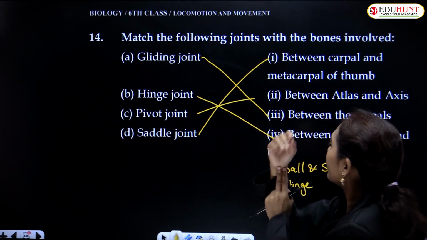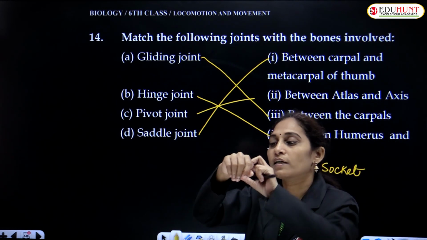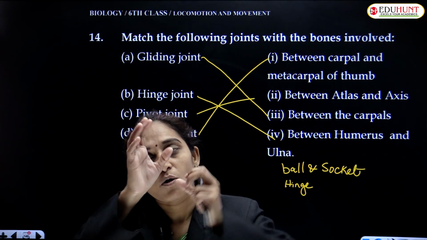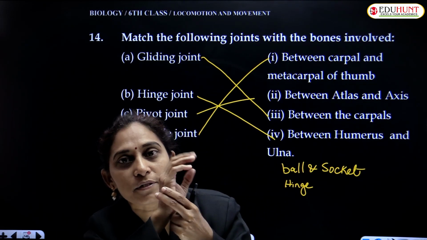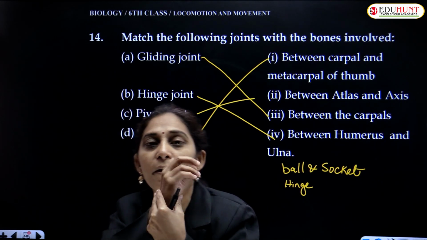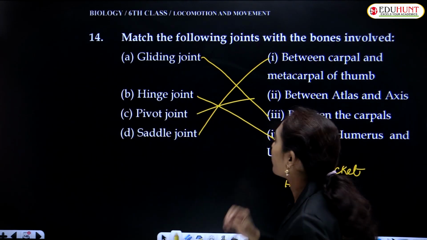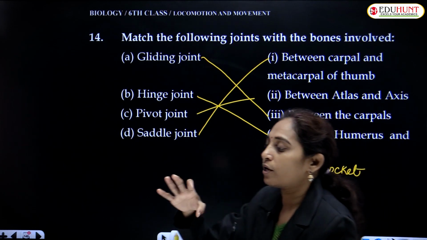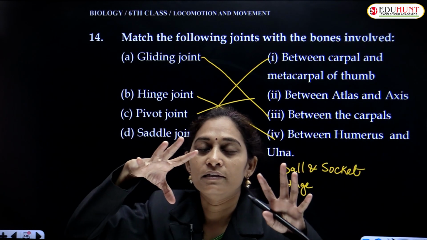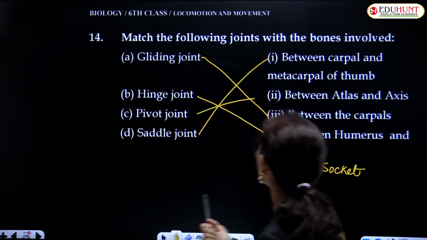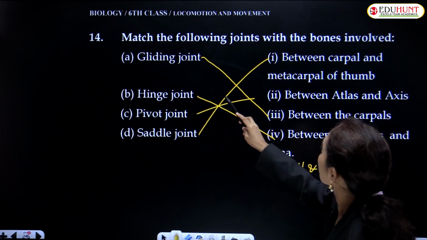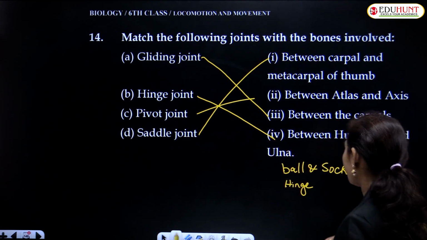A saddle joint is the joint present between the carpals of the wrist and the metacarpals of the palm. How many metacarpals are there? There are 5 metacarpals. Similarly, the gliding joint is the one present in the carpals.